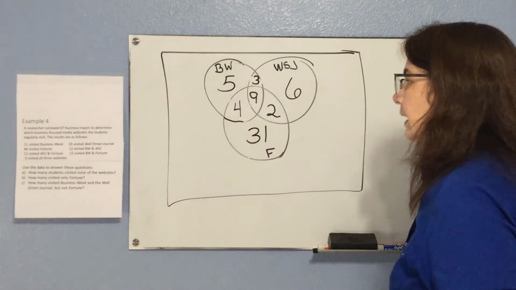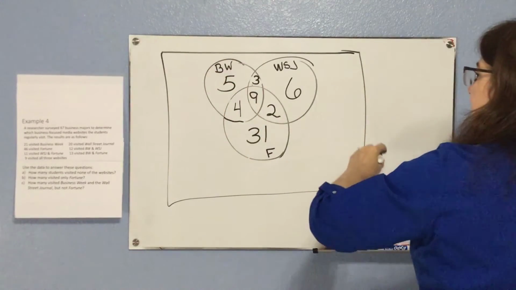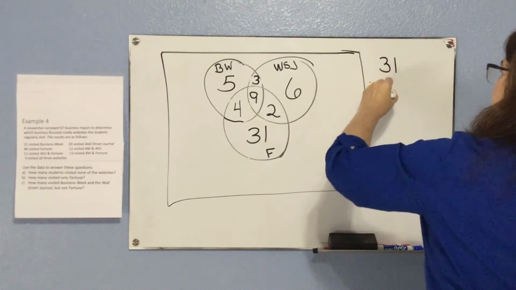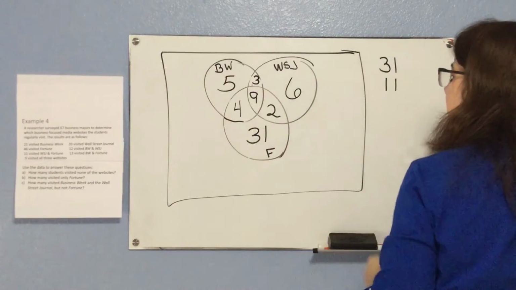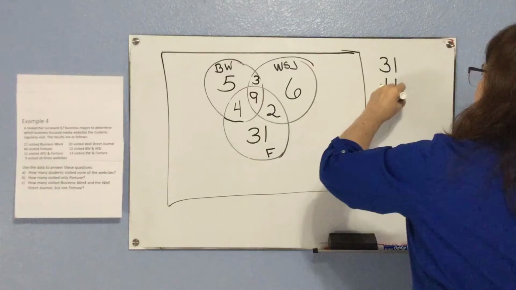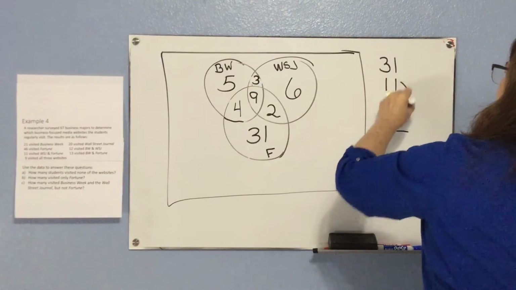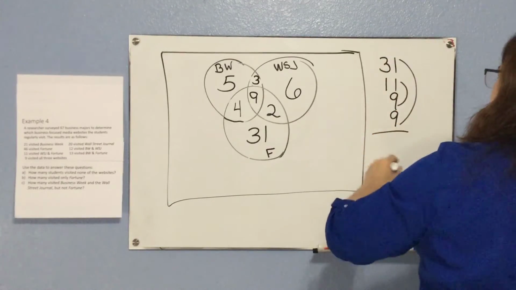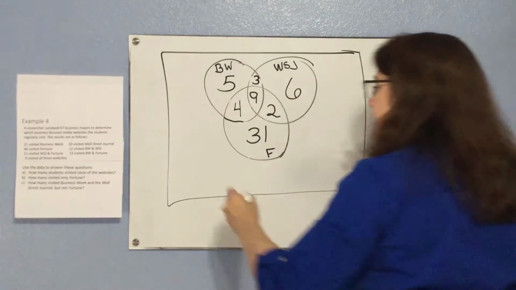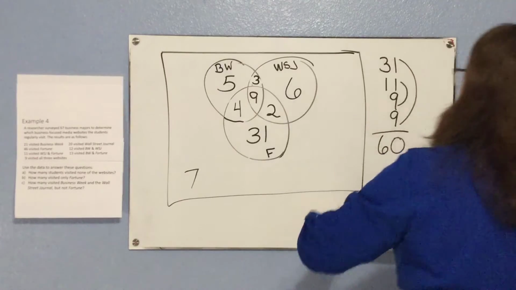31. And now I need a number for the outside. So I'm going to take, let's see, 31 and 11 for those 2. And then for these 3 would be 9 and an additional 9 for the center. So this is 20. That's 40, so that's 60. We had 67 surveyed, so there must be 7 out here that didn't visit any of those places.